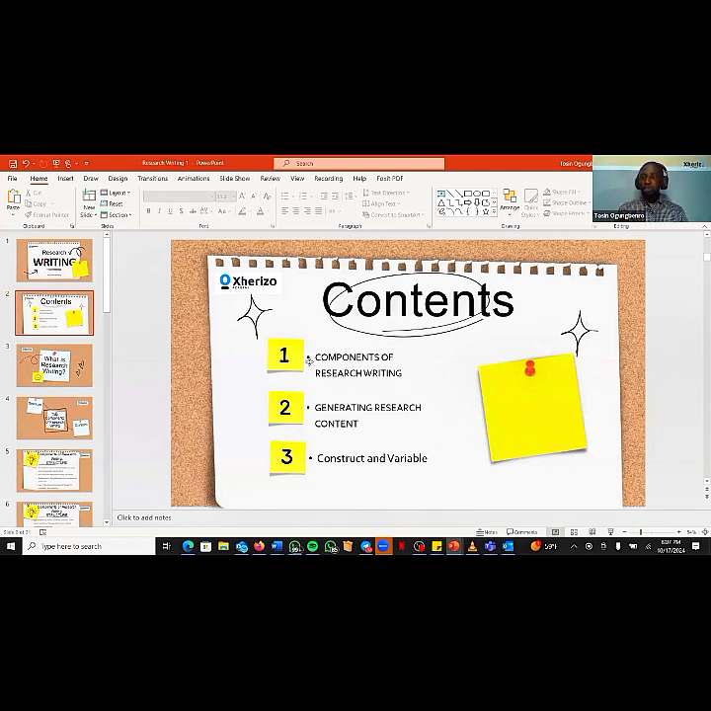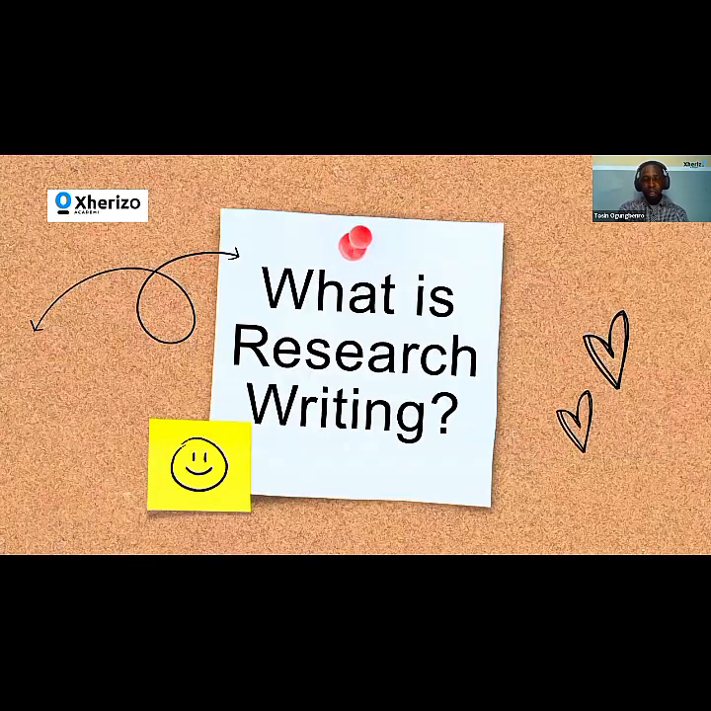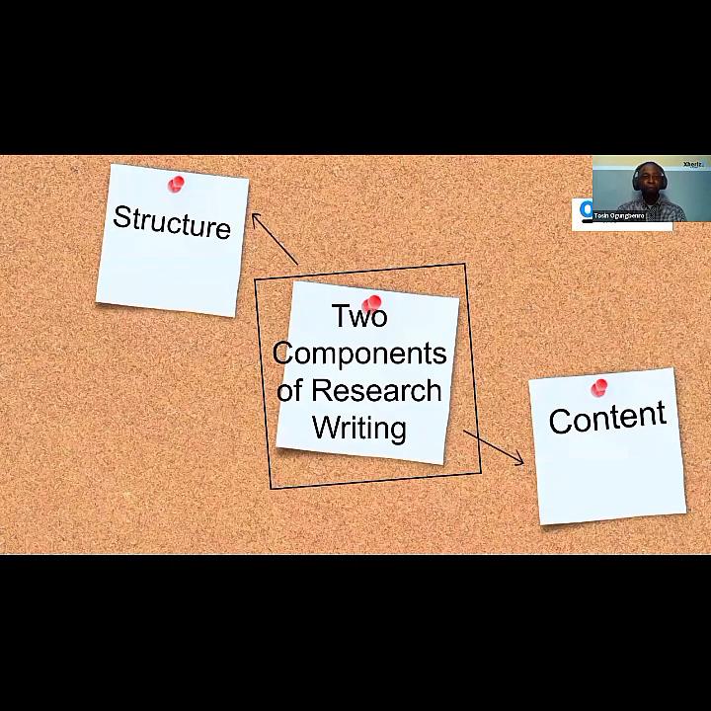So I'm going to be going straight into components of research. Okay, what is research writing? I think I just said what research writing is, different from other forms of content creation. It's academically inclined, it has references, it has certain components, which I'm going to be walking you through.